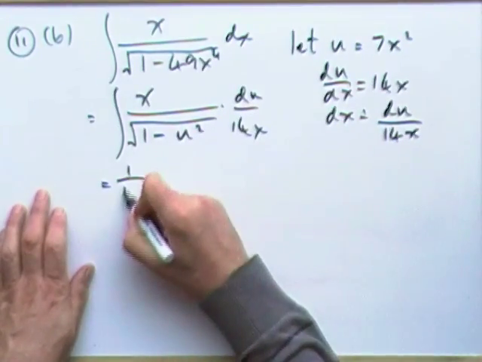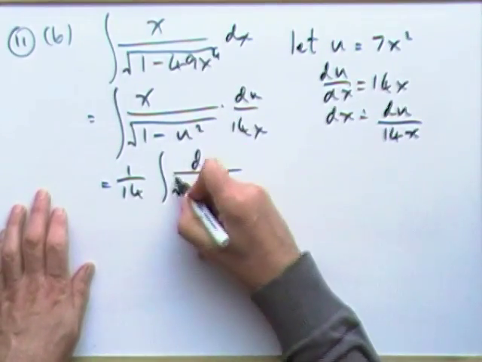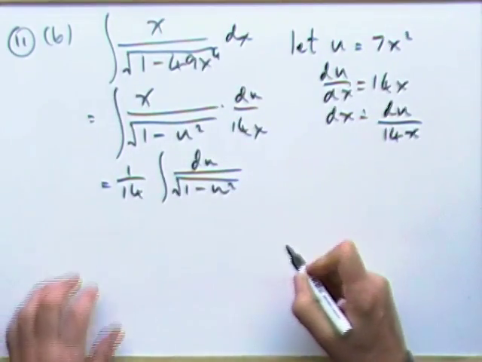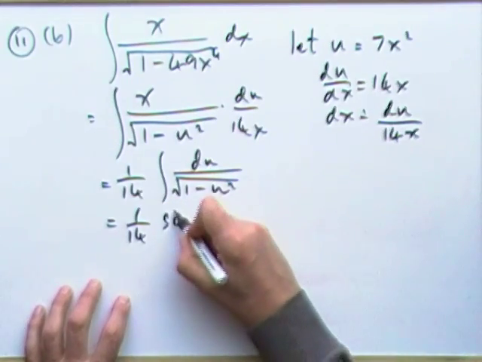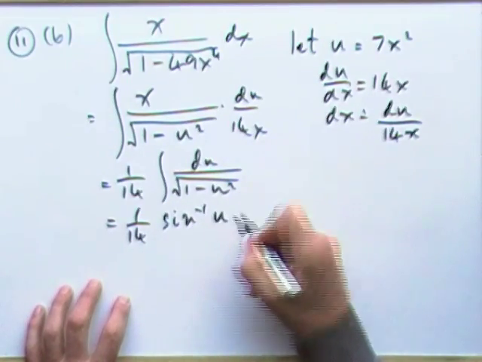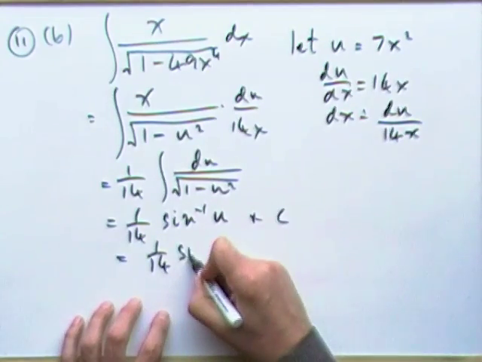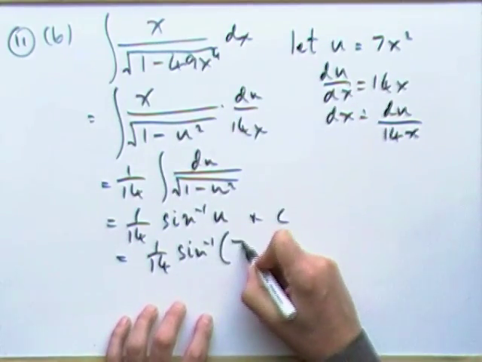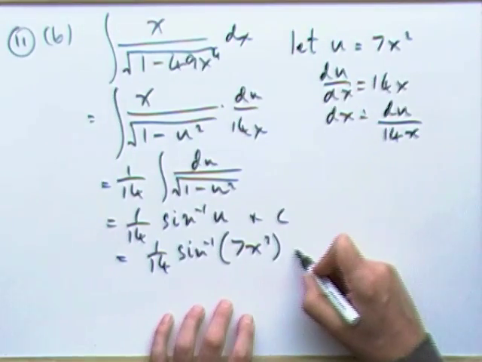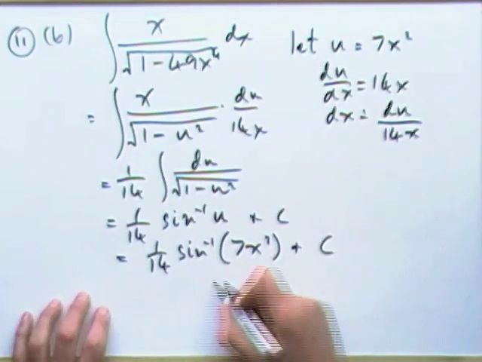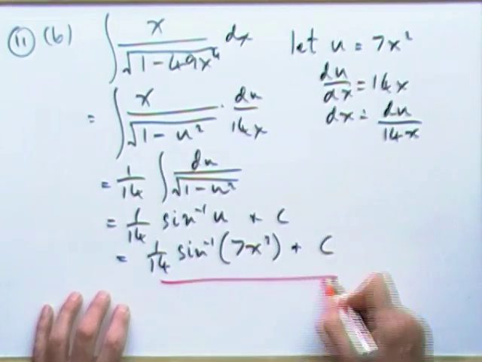Take the 14th out as a factor. The x is cancelled and we're left with du over the square root of 1 minus u squared, which is 1/14 of, that's now simply inverse sine of u plus c. Replacing it, 1/14 of inverse sine of, as suspected all along, 1/14 inverse sine of 7x squared plus c.